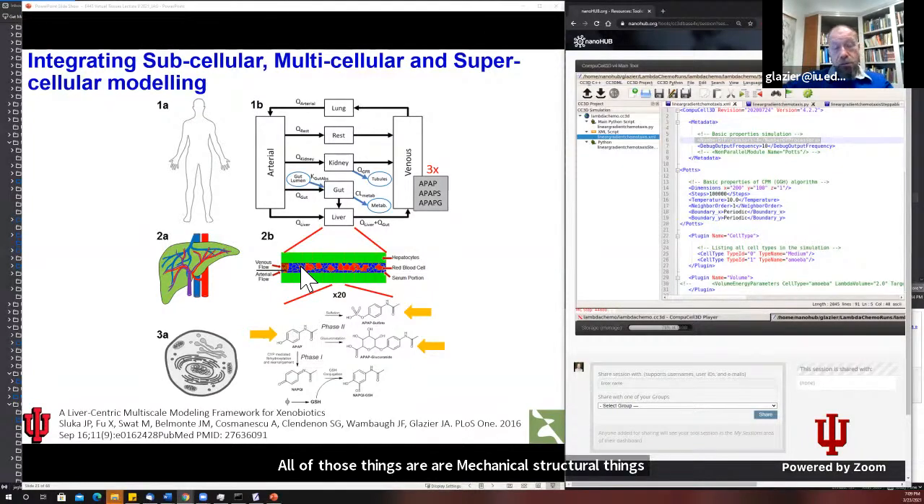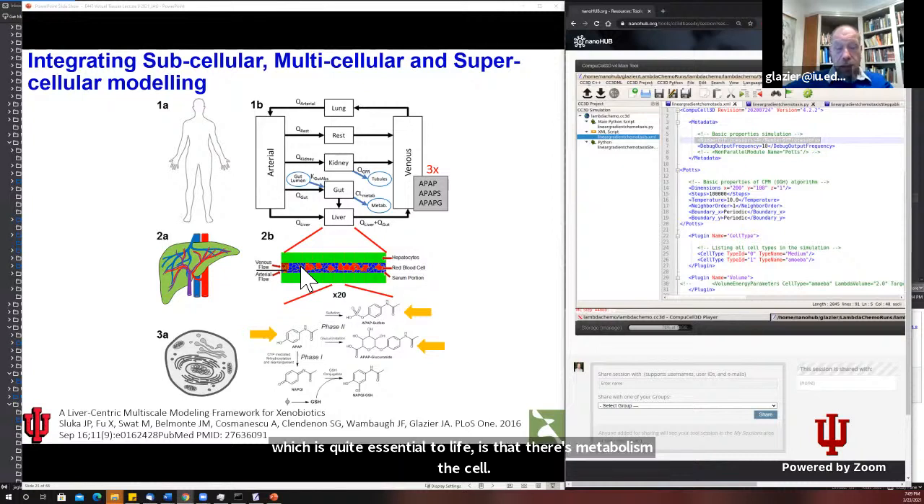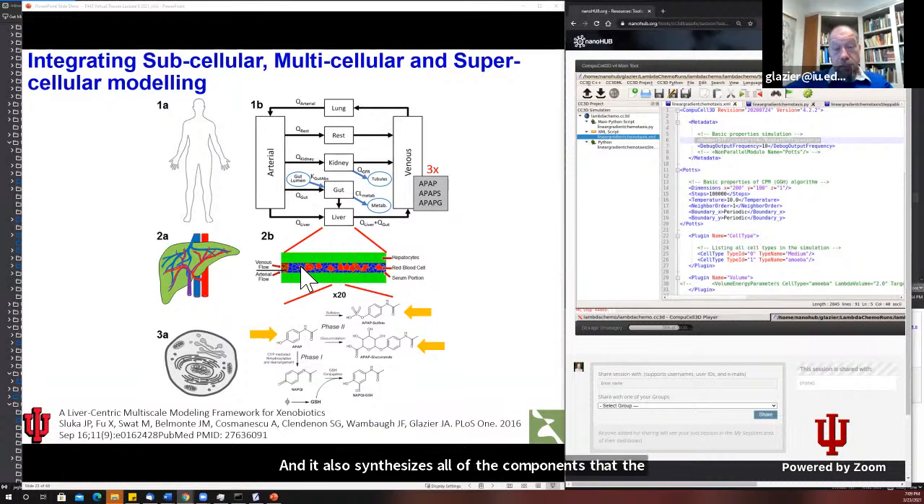The other thing that happens, of course, in a cell which is quintessential to life, is that there's metabolism. The cell takes in glucose and oxygen and produces things like ammonia, carbon dioxide as waste, lactic acid. And it also synthesizes all of the components that the cell needs to do the things that it needs to do: ATP for energy, and structural components, signaling molecules, and so on.